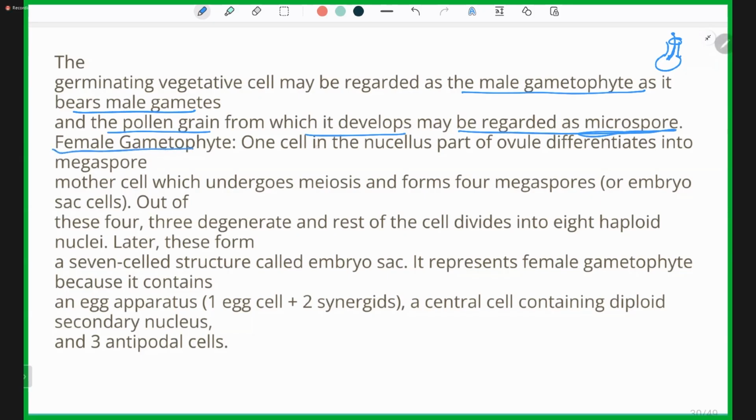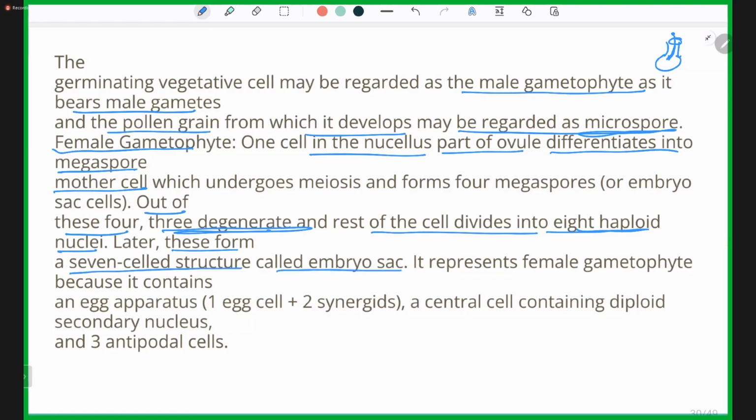For the female gamete, one cell in the nucellus, which is part of the ovule, differentiates into a megaspore mother cell, and this megaspore mother cell undergoes meiosis. It gives rise to four cells, out of which three degenerate and only one will divide. This one cell undergoes division and gives rise to an embryo sac. The remaining cell divides into eight haploid nuclei. Later, these form a seven-celled structure called the embryo sac. It represents the female gametophyte because it consists of an egg apparatus.